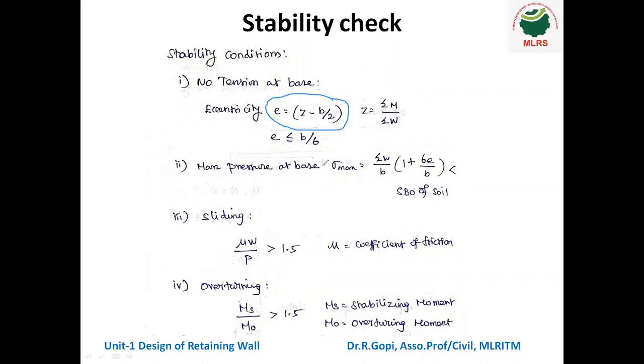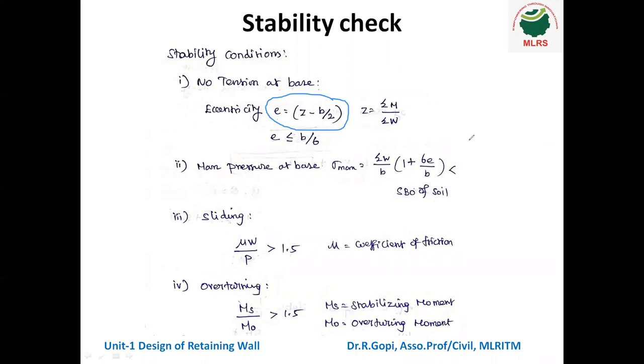Next, coming to maximum pressure at the base. Maximum pressure should be within the safe bearing capacity. So sigma max is equal to summation of W divided by B into 1 plus 6e divided by B. Some bearing capacity value they will give in the question, suppose 200 kilonewton per meter square, 300 kilonewton per meter square. For every foundation we have to design, we need the safe bearing capacity value. Our calculated maximum pressure should be within the safe bearing capacity. Otherwise, the foundation will fail in shear.